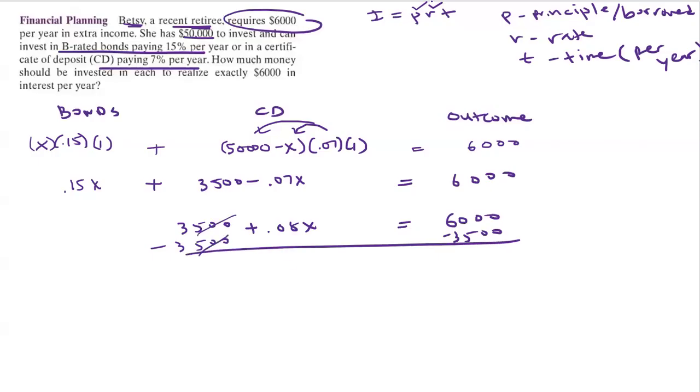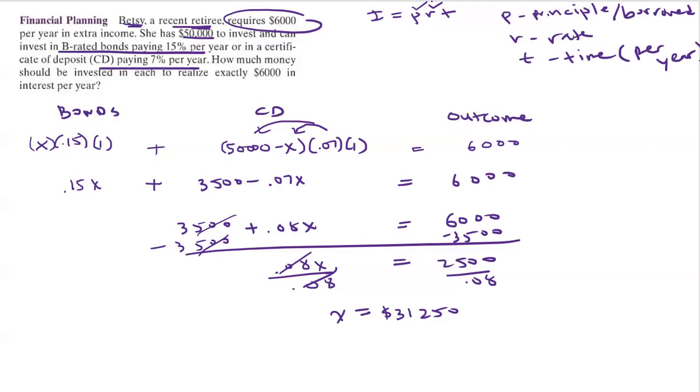Okay, so that cancels. And we have 0.08x equals 2,500. Then we're going to divide everything by 0.08. Okay, and then 0.08 cancels. So that gives us $31,250. Okay, so what did we just solve for?